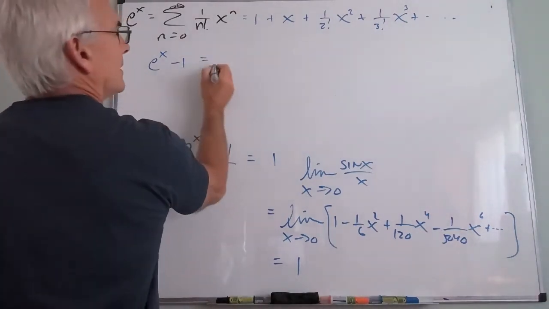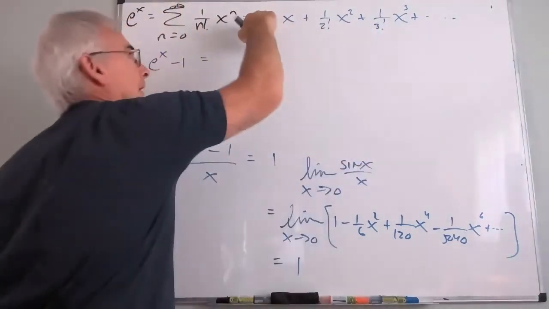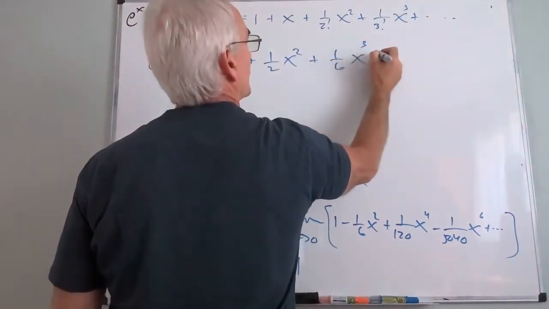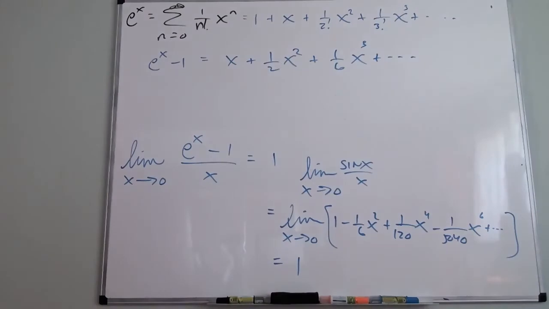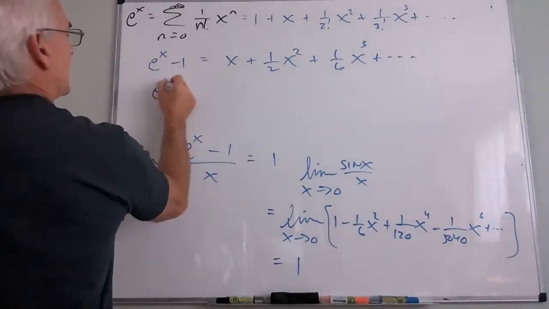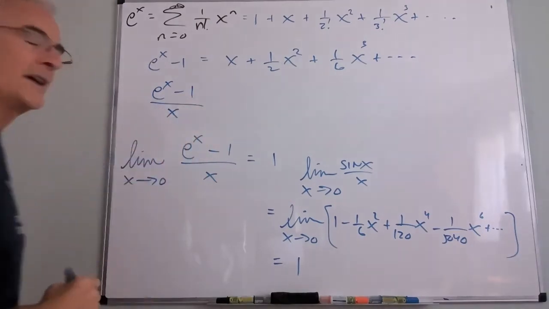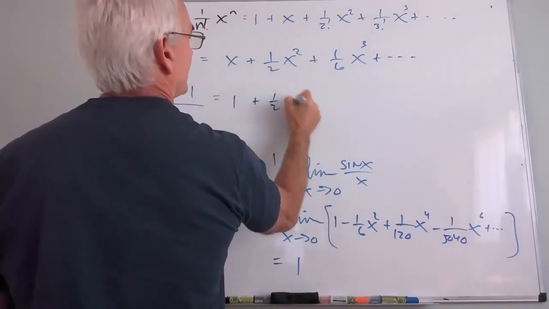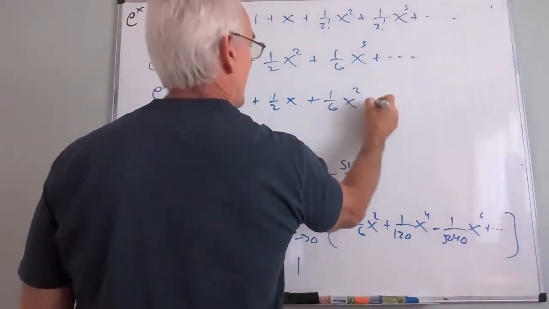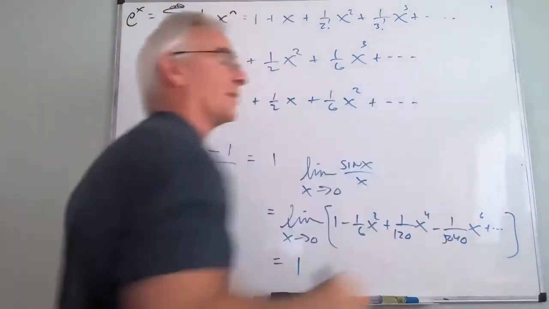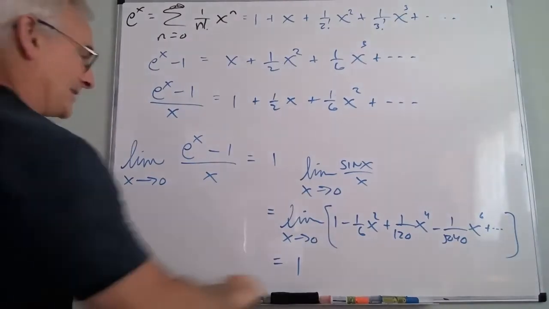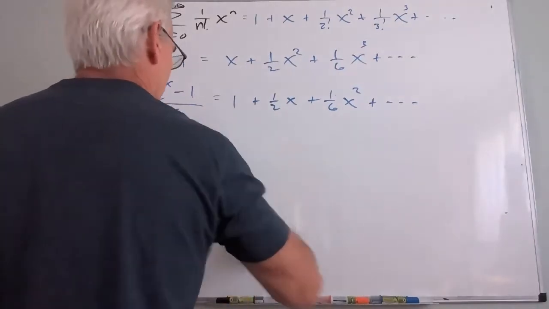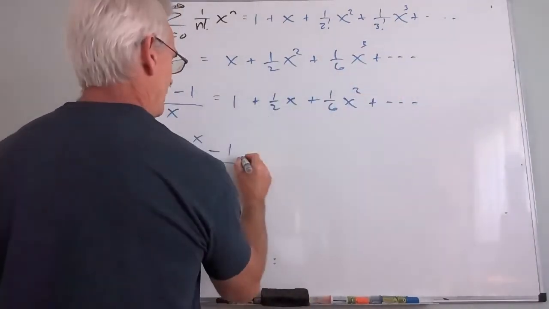What would that be? Well, it'd be this minus 1. So would you agree it would be, and I'll go ahead and evaluate, 1/6 x cubed. Are we cool with that? Now, finally, what is e to the x minus 1 over x? 1 plus a half x plus a 6th x squared plus forever and ever and ever things with larger and larger exponents. So finally, when I take this limit, I'm taking the limit of that polynomial.